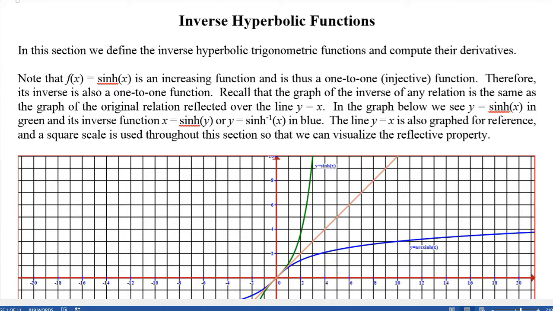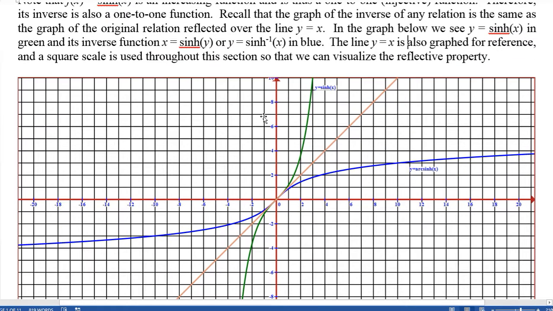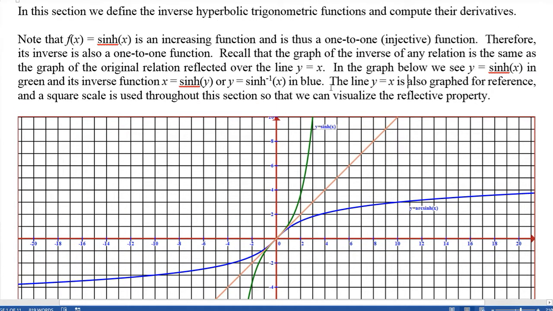First of all, notice that if we take f of x equals sinh of x, that function is an increasing function, which you can see its graph here in green. In fact, its domain and range are both all real numbers. It's an increasing function, so that makes it a one-to-one function. Another word for a one-to-one function is an injective function. So its inverse, which you get by taking all the ordered pairs and just switching the x and y's, will also be a one-to-one, and in fact even increasing function.